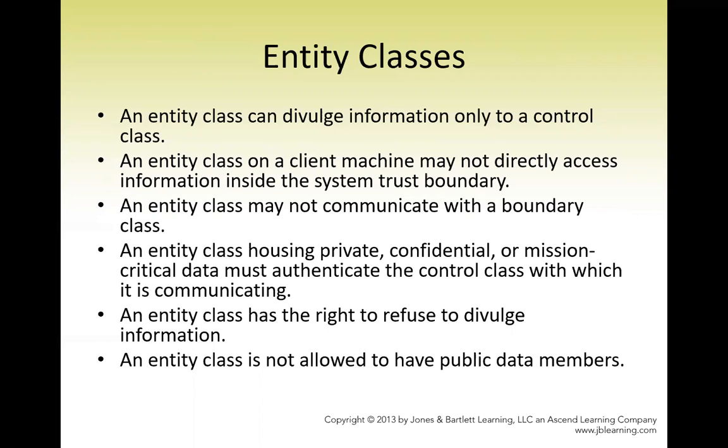Now let's talk about entity class. An entity class can divulge information only to a control class. An entity class on a client machine may not directly access information inside the system's trusted boundaries. An entity class may not communicate with the boundary class. An entity class housing private, confidential, or mission critical data must authenticate the control class with which it is communicating. An entity class has the right to refuse to divulge information. Any entity class is not allowed to have public data members.